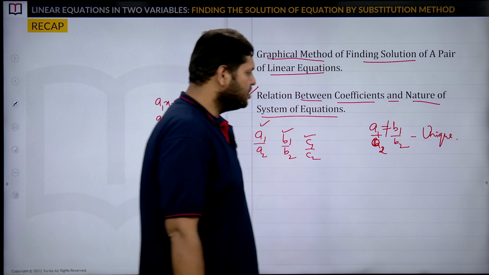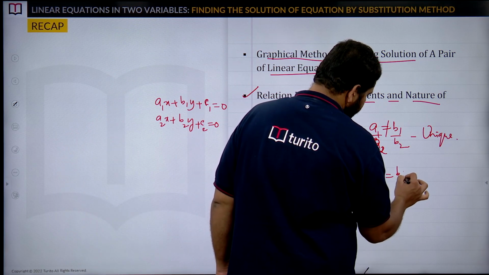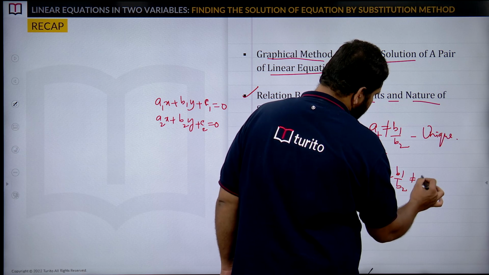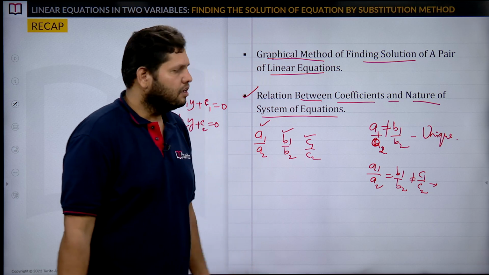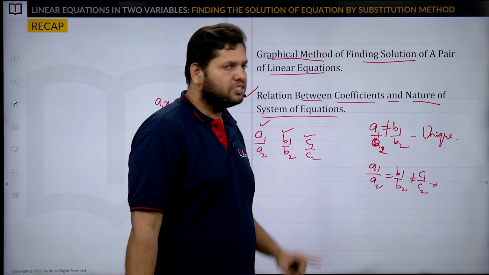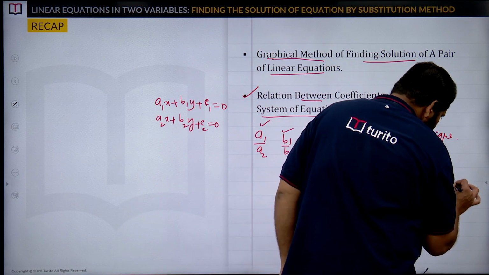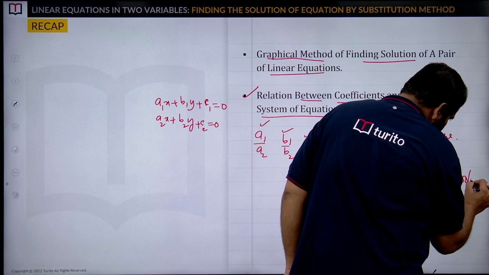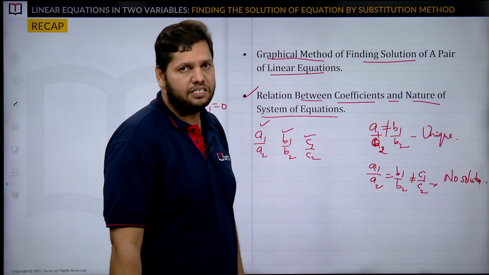And what is the second condition, children? a1 by a2 is equal to b1 by b2 but not equal to c1 by c2. The first condition we can say consistent, we have the single solution. The second condition we can say inconsistent. Inconsistent means there is no solution.